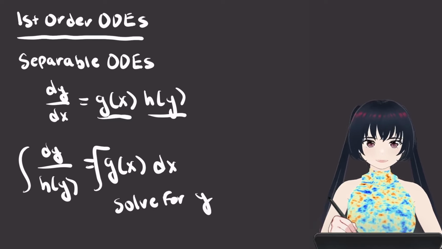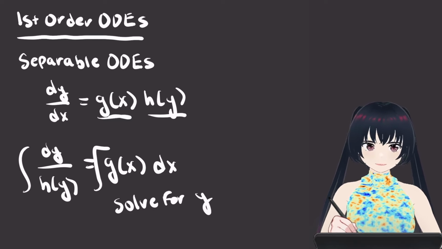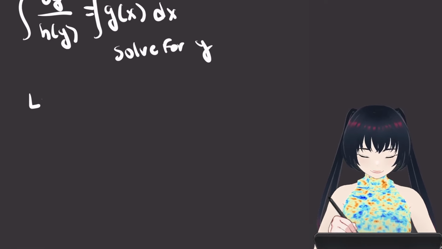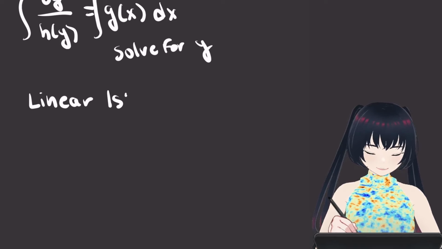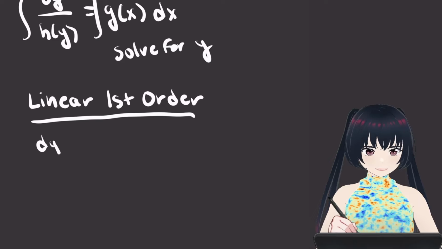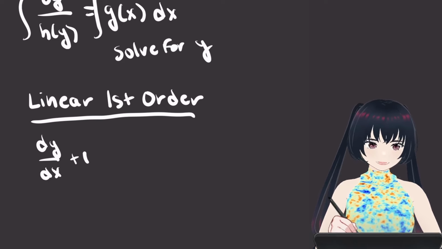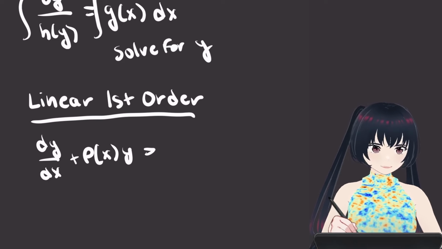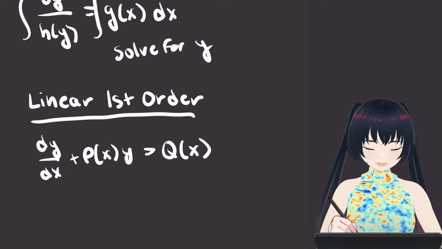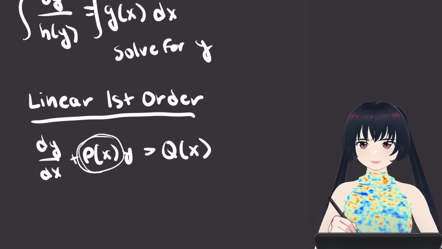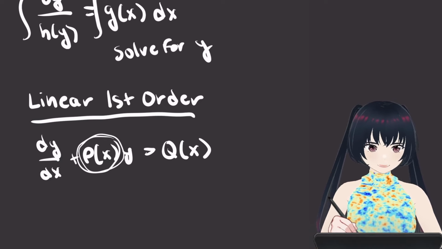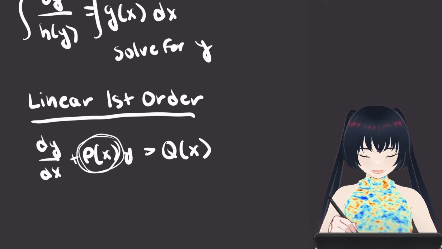Now this is a very simple case, but what happens when we have instances that are not necessarily separable? For instance, we can actually encounter an ODE that looks something more like this: dy/dx plus p of x times y is equal to q of x. In this case, we actually have an integrating factor. If we see an ODE of this form, the first thing to do is identify what is that p of x term.